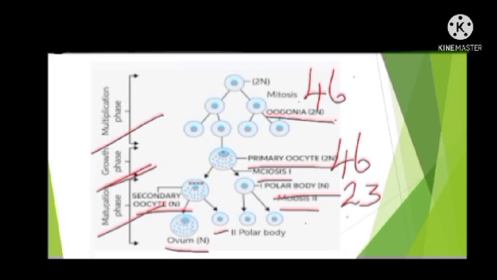Now what happens to the polar bodies? They are not essential for any purpose. So what happens after the second meiotic division? All the polar bodies will degenerate because they cannot develop into any other structure. Is it clear? So this is about oogenesis.